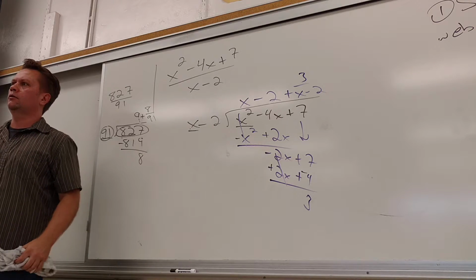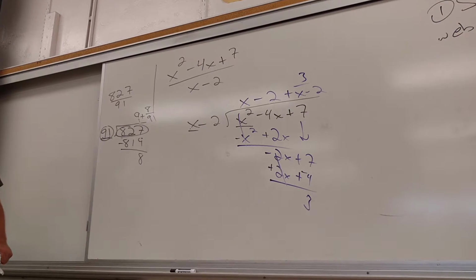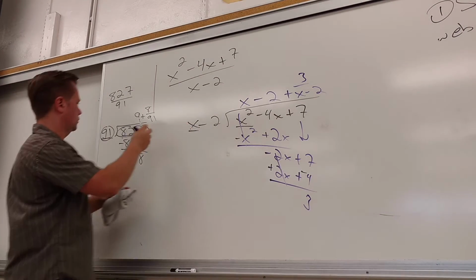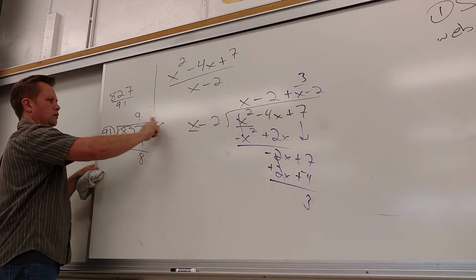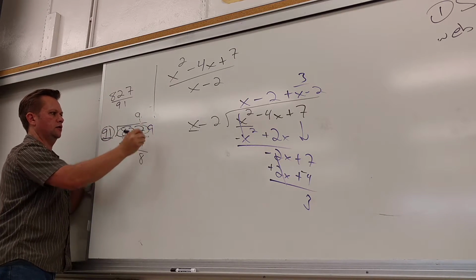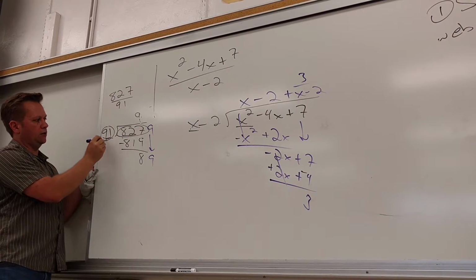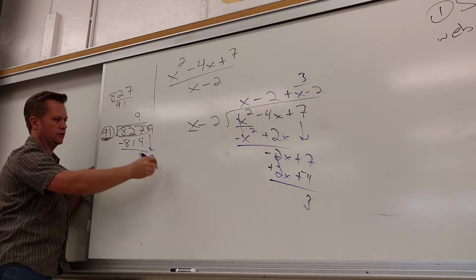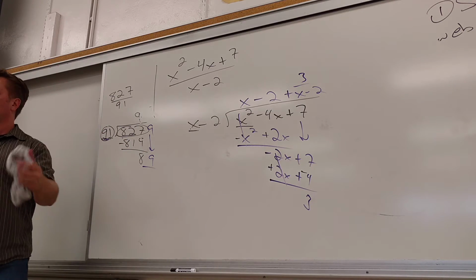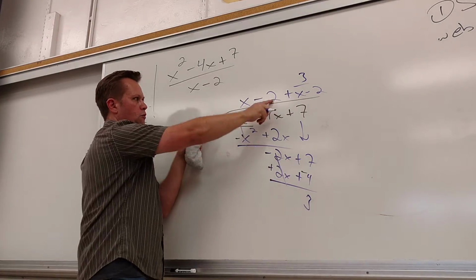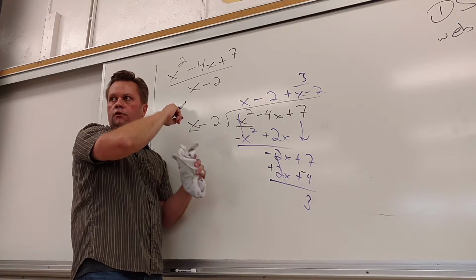After you got negative 2x plus 7, what did you do after that? If this would have had another number here, like another 9, I would have brought the 9 down. And then you would still have to look to see how many times that goes into that. So that's what I did. X times what is negative 2x? Negative 2.